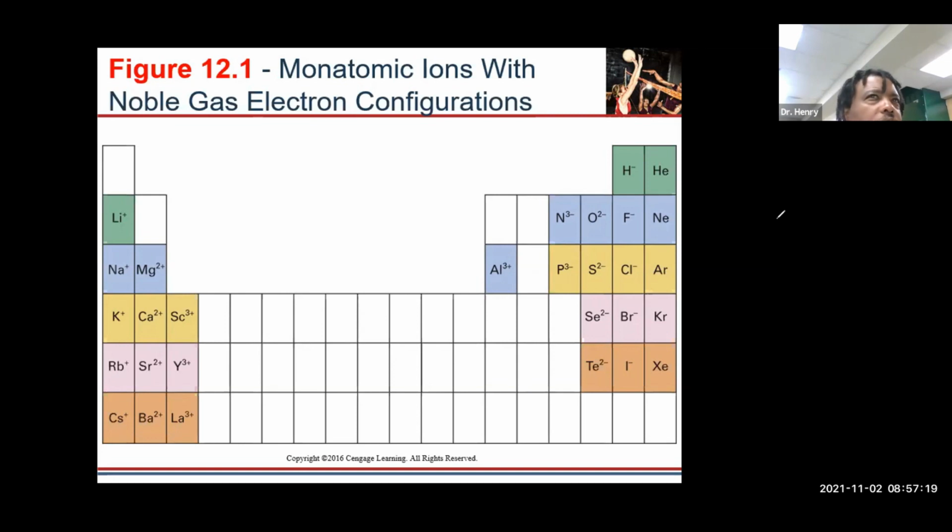Okay, so this is kind of like showing you how things are going to become similar to the noble gases. Okay, and that's by either gaining electrons or losing electrons. Again, if you're that metal, you're going to be losing the electrons. And if you're that non-metal, you're going to be gaining electrons. Okay.